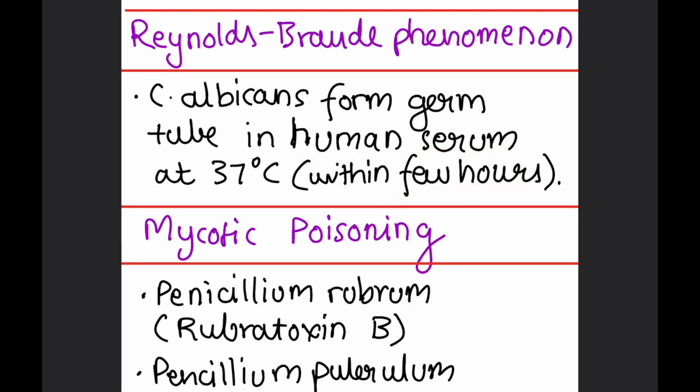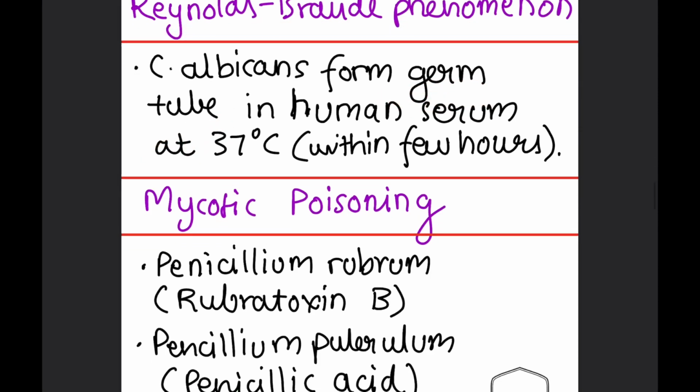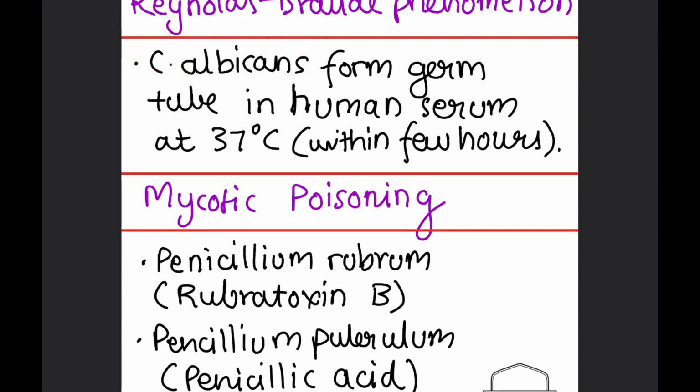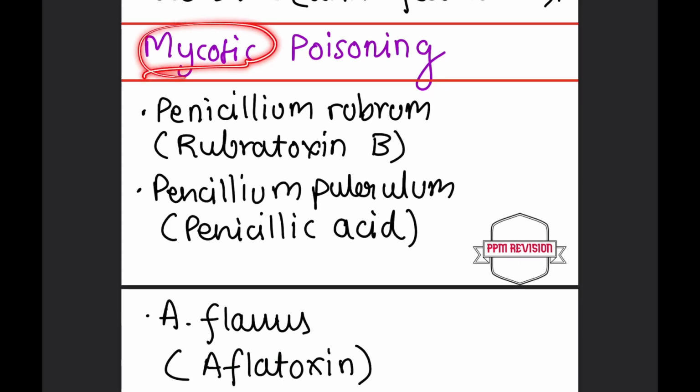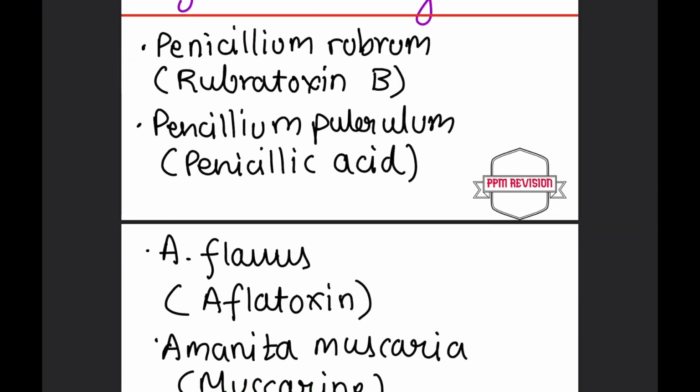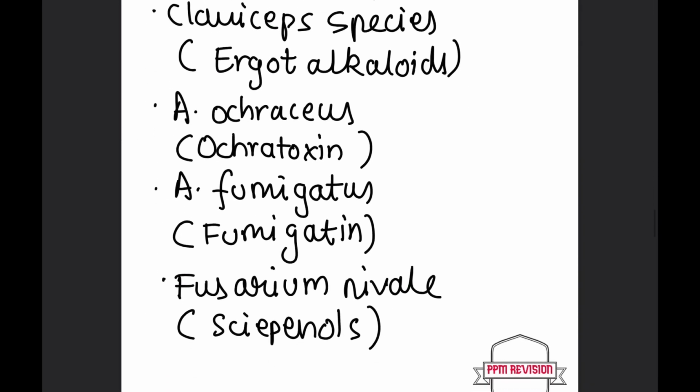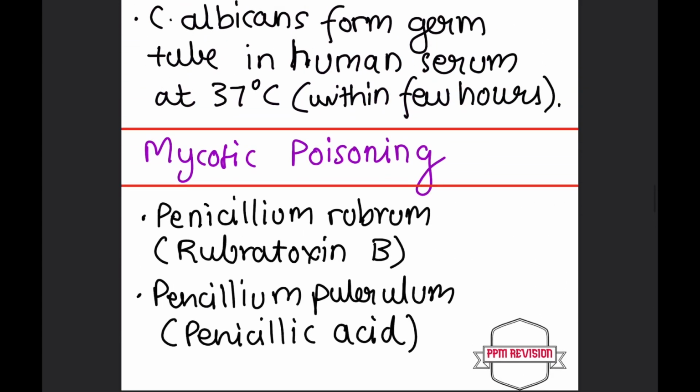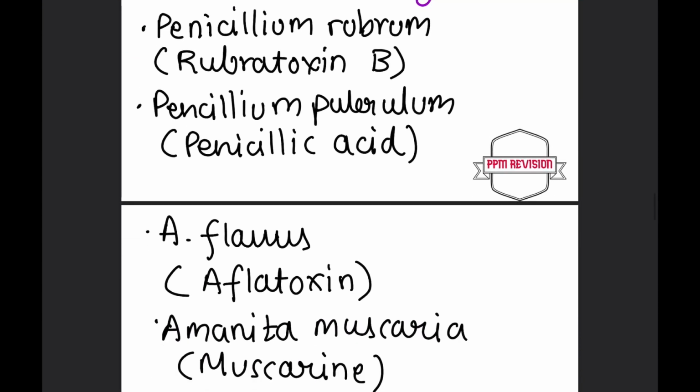So this formation of the germ tube is referred to as Reynolds phenomenon, and this mainly occurs in Candida albicans. And talking about mycotic poisoning, there are some important mycotoxins that are produced, and mycotoxins are harmful to the body. The examples are Penicillium rubrum. As the name suggests, rubrum causes rubratoxin B, and then Penicillium puberulum causes penicillic acid.